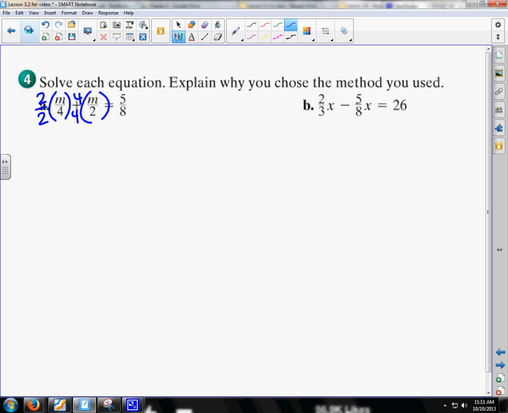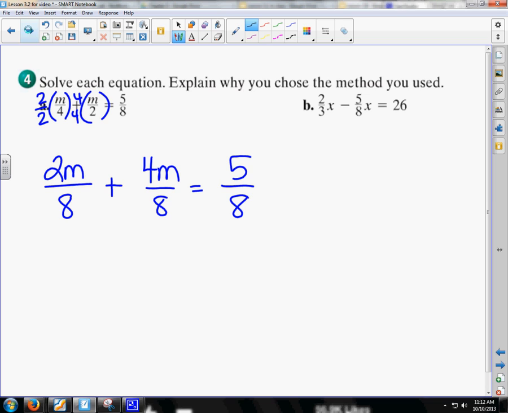So I'm going to multiply this by 2 over 2 and this by 4 over 4. Now, I do 2 over 2 because whatever I do to the top, I have to do to the bottom. If I'm going to double this fraction, I'm going to make it 2m over 8. So I just doubled it to get my common denominator. This one I'm going to quadruple, so I'm going to make it 4m over 8, and then that equals 5 over 8. I can combine my like terms. 2m plus 4m equals 6m over 8, which is 5/8.